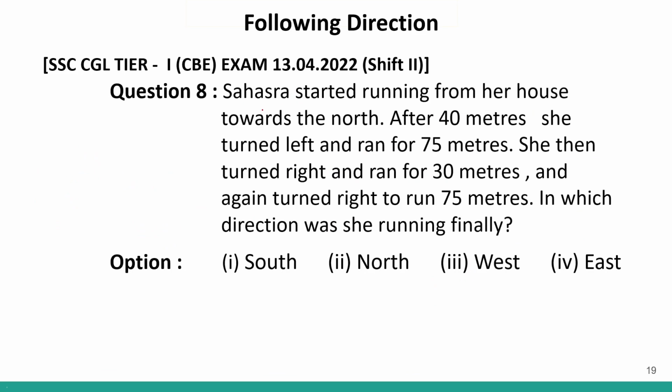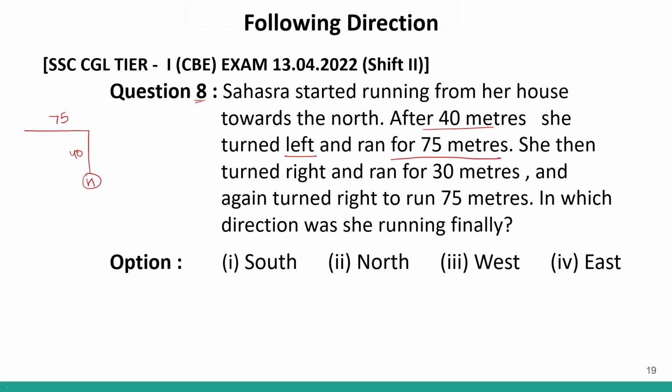Now, Sahasra started running from her house towards the north. So there's a Sahasra, there's a house and she is running towards the north. Okay, north direction. We don't know the distance. After 40 meters, okay, so 40 meters, she turned left. So left will be in this direction and she ran for 75 meters.